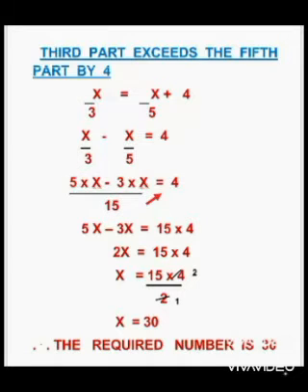Now let us simplify this one. 3 times 5 is 15, into numerator x, minus 5 times 3 is 15, into numerator x, which is equal to 4. Now let us cross multiply like this: 15 into 4. Here 5 into x is 5x minus 3 into x is 3x, which is equal to 15 into 4. Now 5x minus 3x is how much here? 2x, which is equal to 15 into 4.